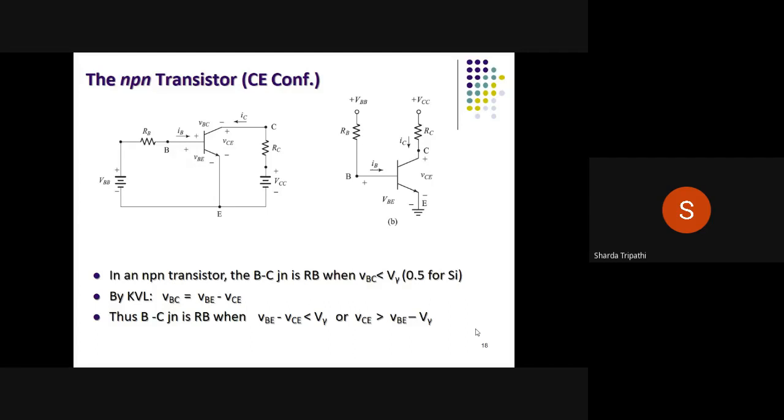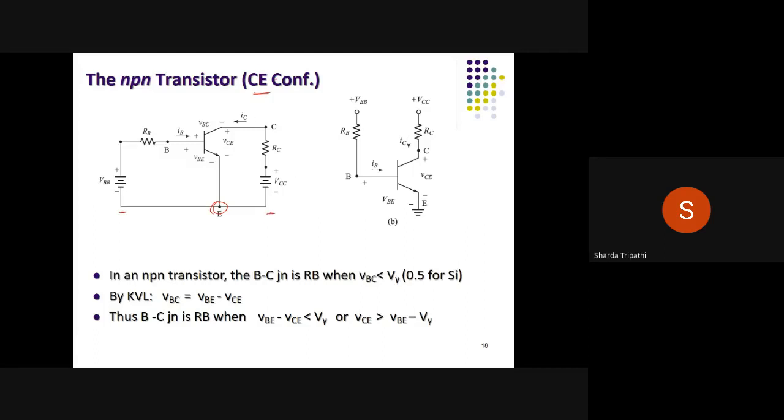In this example, we are going to discuss the common emitter configuration. We saw a transistor in common base, now we'll see another transistor in the common emitter configuration. So you see the way this transistor is connected. This is tilted such that the emitter terminal is common to the input as well as to the output.